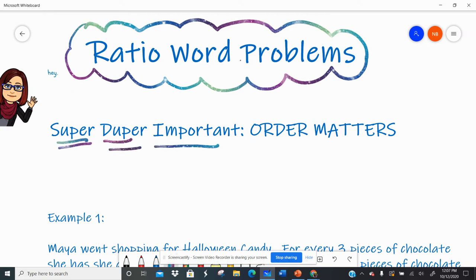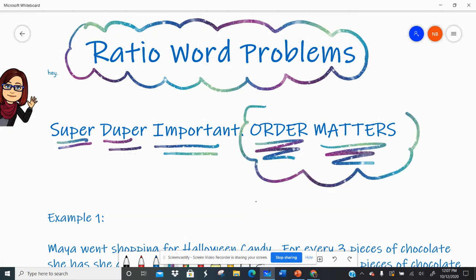Remember, the most important thing about ratios is that order matters. The word problem is going to tell you which category to put first and which to put second. So you have to pay attention to the order. That is the most important thing.